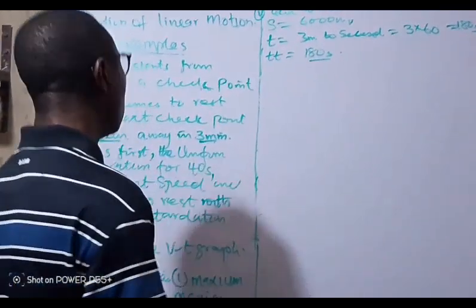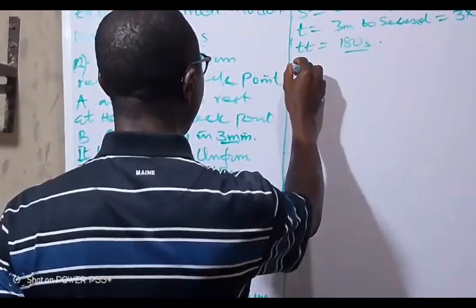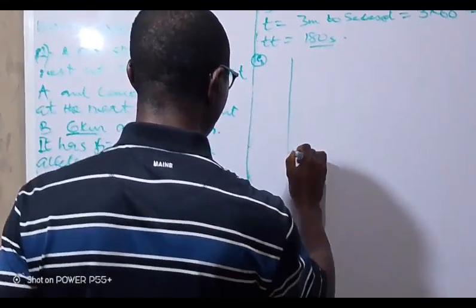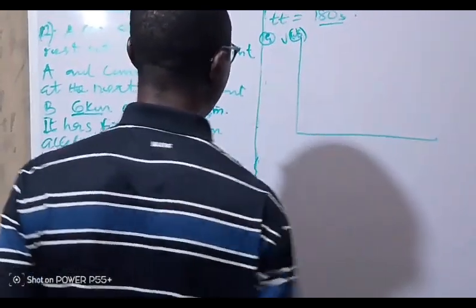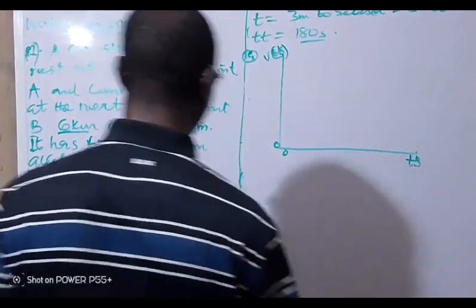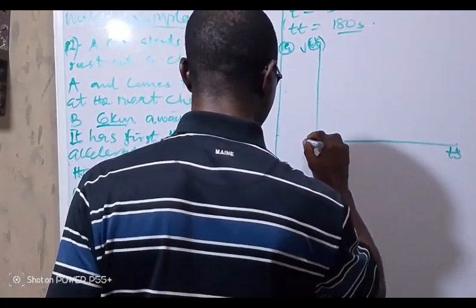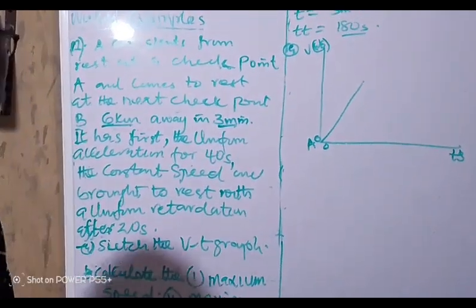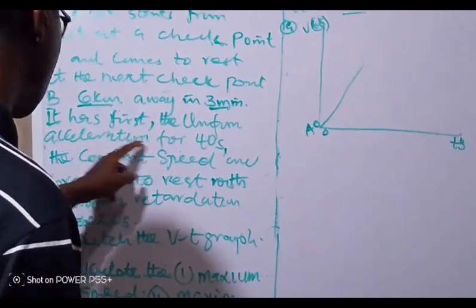Now, let's interpret and draw the velocity time graph. That is a VT graph. Velocity in meter per second. 0, 0, that's the origin, and this is time. According to the question, we start from rest. Let's say this is point A, accelerate uniformly, and during the acceleration, it at first accelerates uniformly for 40 seconds.